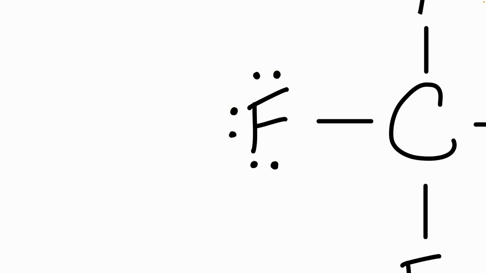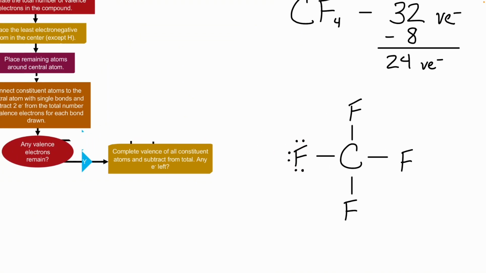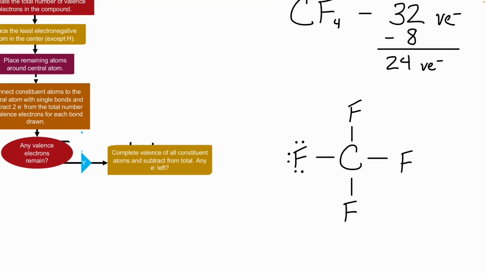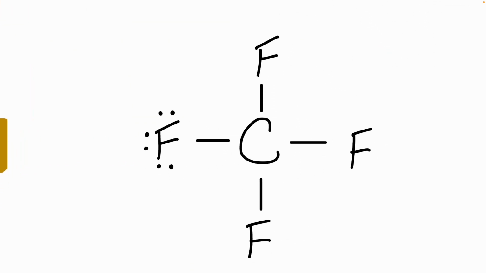All right, so we connected our central atom to these constituents with these single bonds, but we still had some electrons left over. What are we going to do with those leftover electrons? We're going to make sure that all of the atoms on the outside are happy. All right? So each of these fluorines has just one single bond associated with it, so they're each going to need 3 lone pairs, total of 6 lone pair electrons.